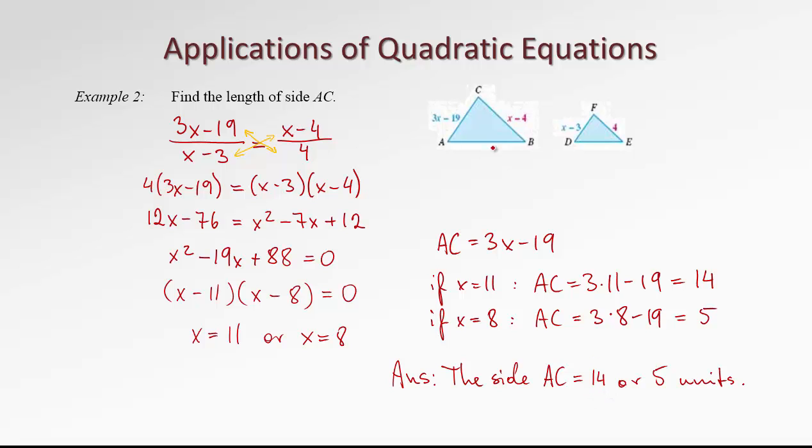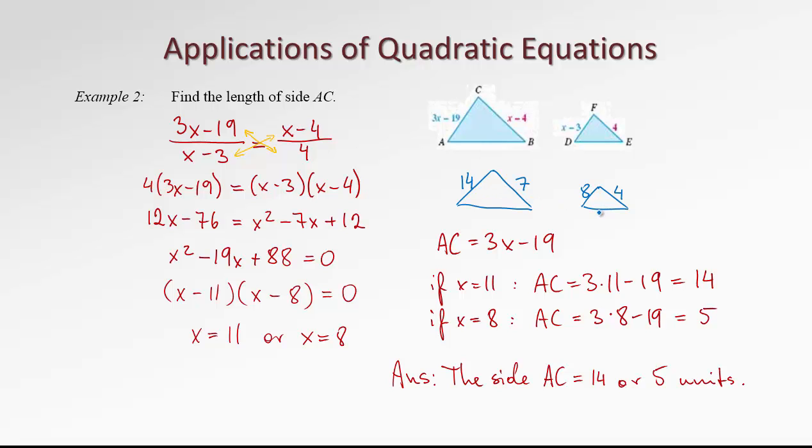So what we know about these two triangles is, in the case of x equals 11, the sides of the big triangle and the small triangle are distributed as follows. AC is 14, therefore CB would be 11 minus 4, so it's 7. And then the small triangle, 11 minus 3 would give us 8 here and 4 over there. 14 over 7 is the same as 8 over 4.